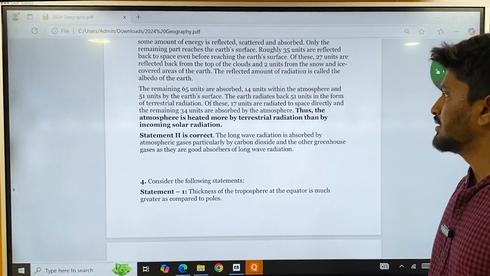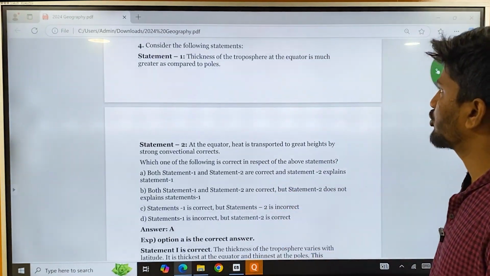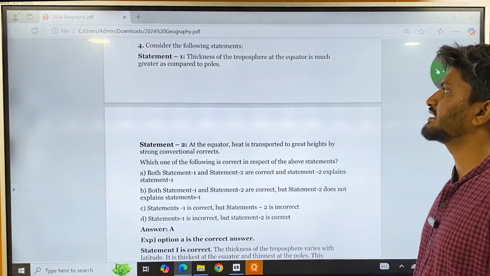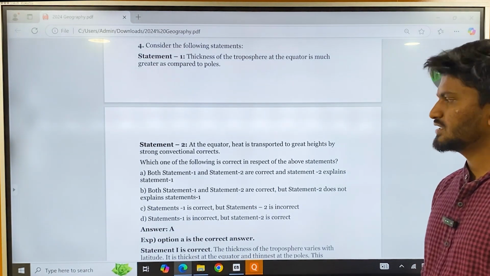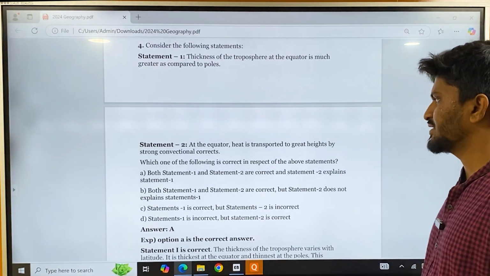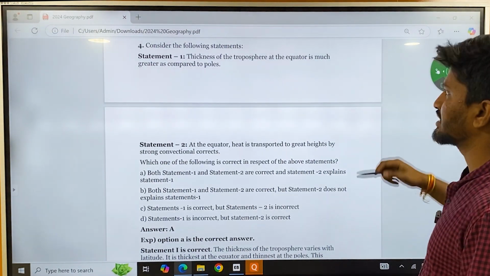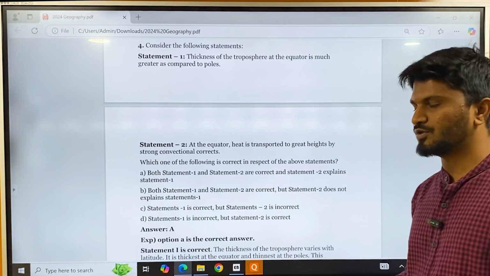Okay, so that is question number 3. Question number 4: statement 1, the thickness of the troposphere at the equator is much greater compared to the poles. Statement 2, at the equator, heat is transported to great heights by strong convectional currents. So here statement 1 and statement 2 are both correct, and statement 2 explains statement 1.